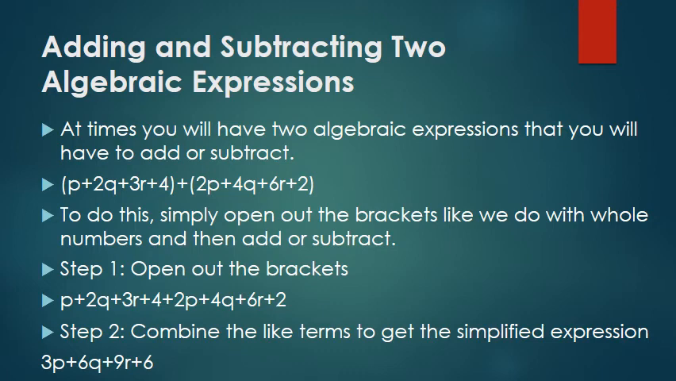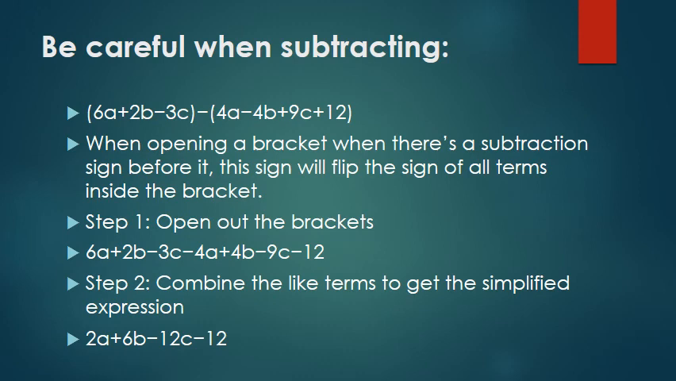So according to BODMAS, the first rule is we will open the bracket. We have to be very careful with the sign written before the bracket. If it is a plus sign, there is no change in the sign of the terms inside the bracket. But if there is a negative sign, all the signs in the bracket will be reversed. After opening the bracket, we will combine the like terms to get the simplified expression. Then, collecting the like terms and simplifying, we will get our final answer, that is 3p plus 6q plus r plus 6.